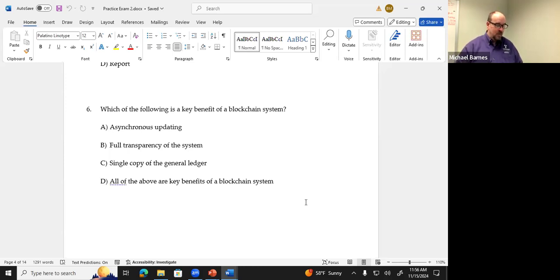Full transparency of the system, that is definitely a benefit, and that's probably our answer right here, but let's go through the other answers. Single copy of the general ledger, there are actually multiple copies. That's why it's called a distributed ledger, meaning that all of the above cannot be key benefits of the blockchain system. By the way, just as a reminder, all of the above will rarely be the correct answer.